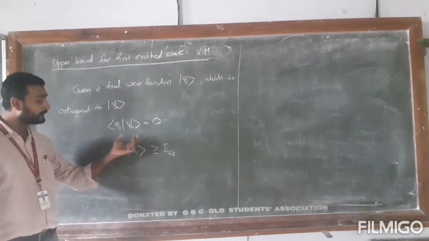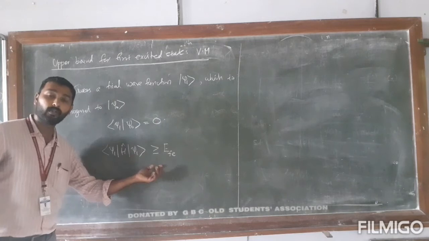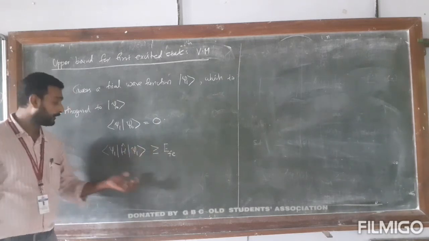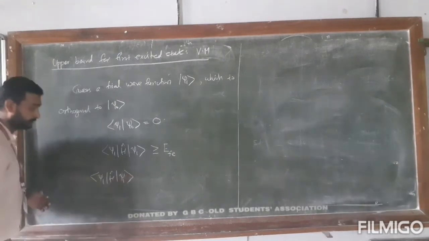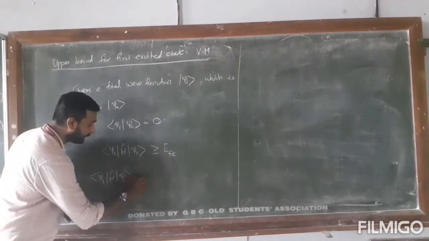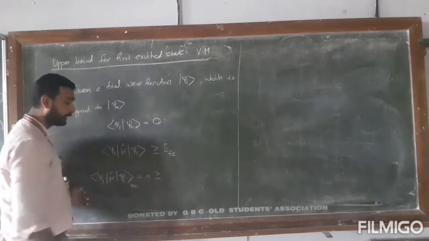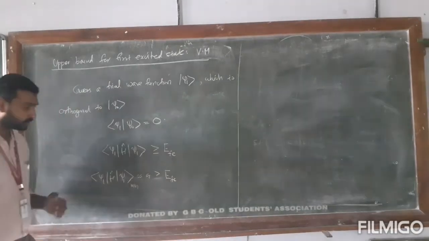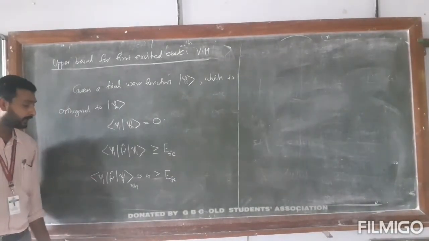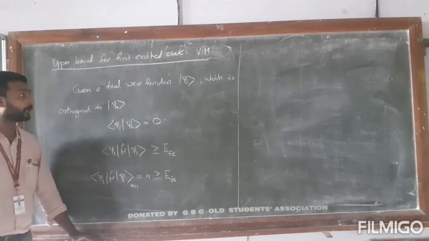Okay, now I can minimize this expectation value. If you minimize this expectation value, we will get the upper bound for the first excited state. So the minimum of psi 1 H psi 1 would be approximately equal to, or greater than, the energy of the first excited state. So it will be very close to the energy of the first excited state if you minimize it. And how to minimize that, we have already discussed when calculating the ground state.